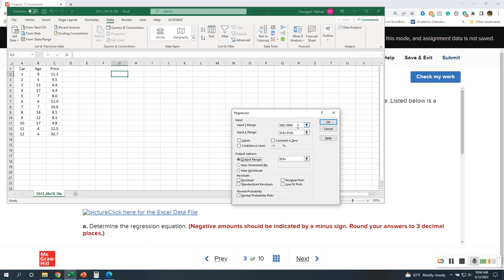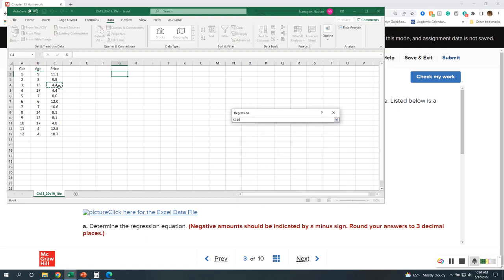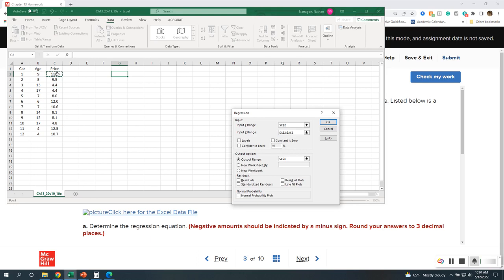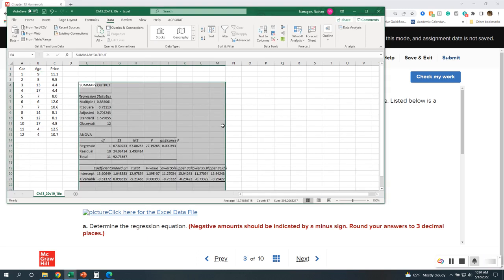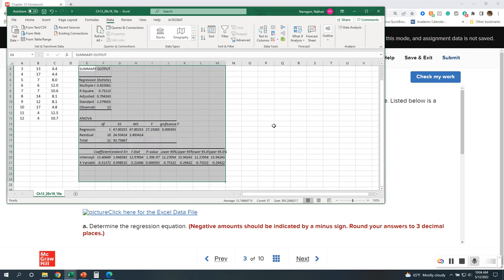Alright, so again, our Y range is always dependent, so it's going to be the price, because again, the price is more dependent on age. The older the vehicle is, the price will probably fall. Okay. Alright, so here is our regression.